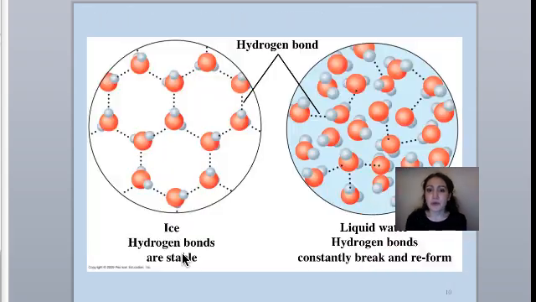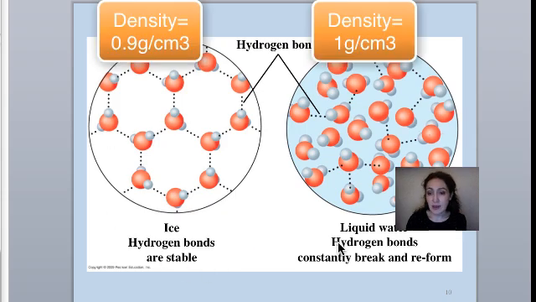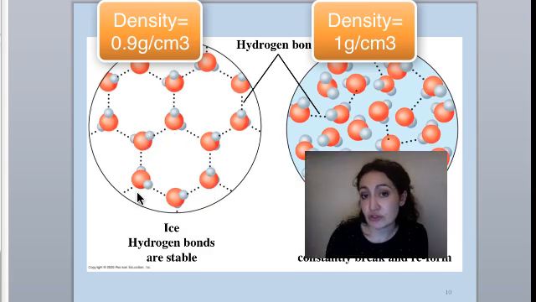Okay. So let's talk about the actual chemical structure of these water molecules when it gets a little cooler. These two are diagrams of ice and liquid water. These molecules are oriented in such a way that when water becomes cool enough, the hydrogen bonds can order in this really pretty crystalline structure, and it's extremely stable.